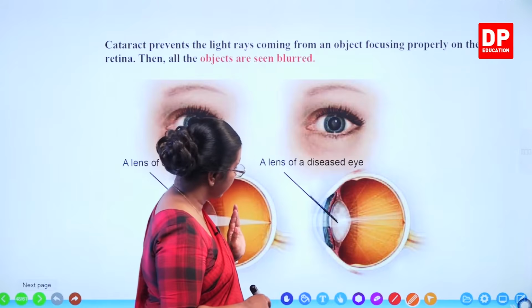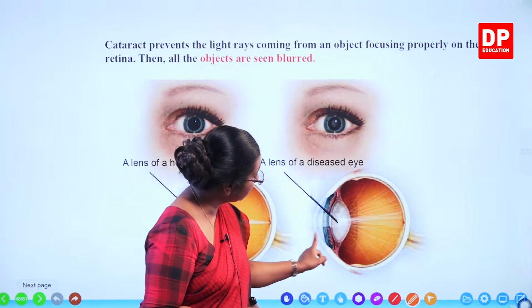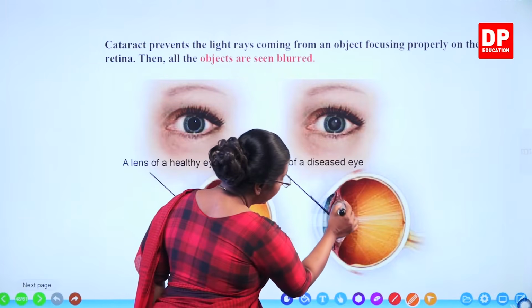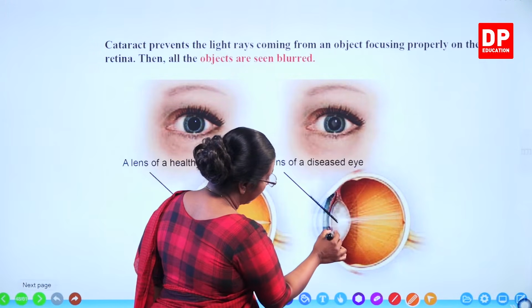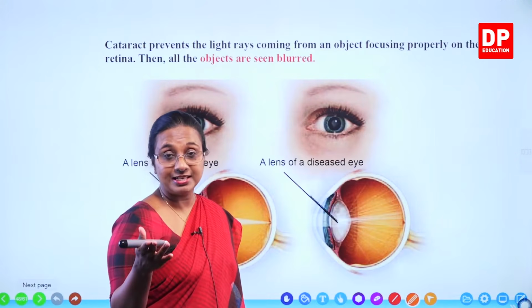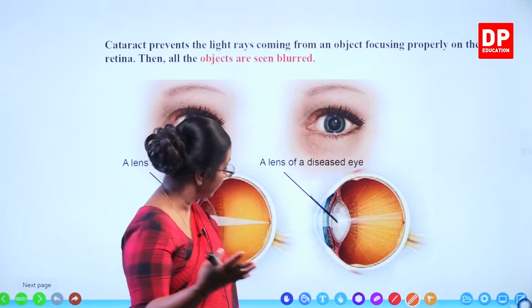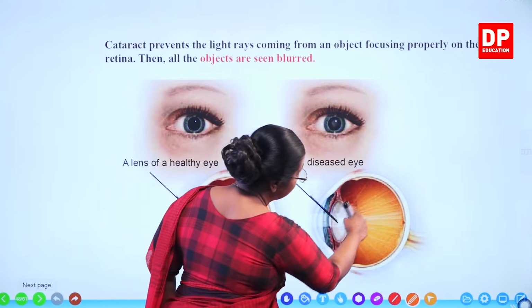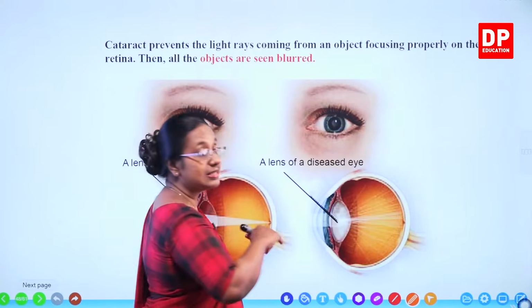But in the second diagram, can you see the rays coming from the object? That is the same way. But here, can you observe the lens there? It's opaque. The opacity of the lens has increased, the transparency has decreased. So, because of that, you can see the light rays are being scattered.